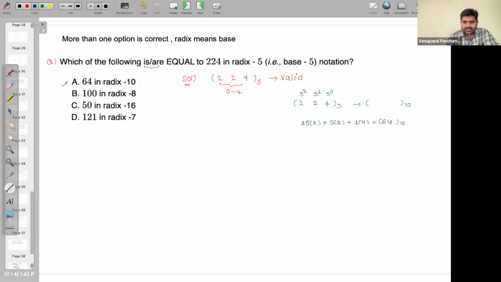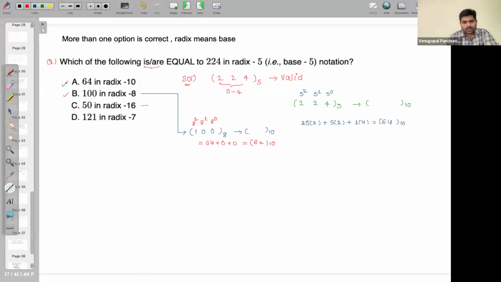Now they are checking, is it 100 in radix 8? So you can easily convert this into base 10 and you can verify, right? If you are getting 64 means that is correct. So let us check. So this is 8 power 0. This is 8 power 1. This is 8 square. So when you convert this back to decimal, it will be 64 plus 0 plus 0. So that is 64 in base 10. So yes, it is matching, right? Therefore, option B is also correct.